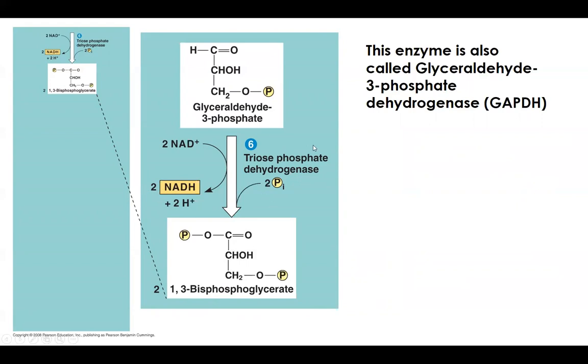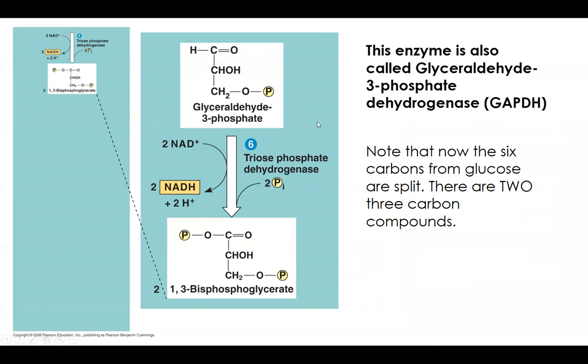Another thing I want to note is that this enzyme, triose phosphate dehydrogenase, is also, I think, maybe even more commonly referred to as glyceraldehyde 3-phosphate dehydrogenase, just like this molecule, or GAPDH. Okay, so you can also see it referred to as GAPDH or glyceraldehyde 3-phosphate dehydrogenase. So this is an alternate name, just so that you're comfortable with seeing it.